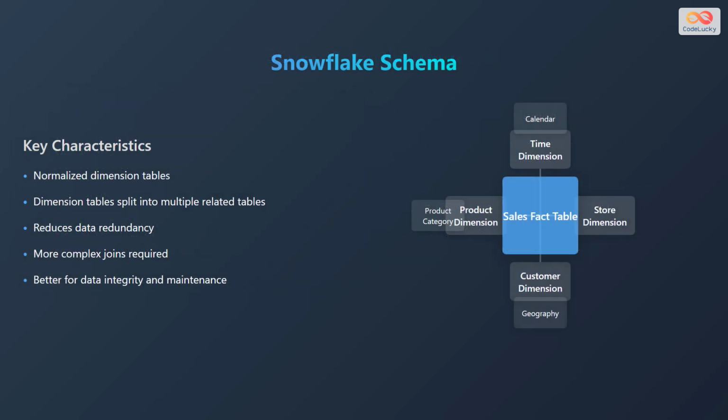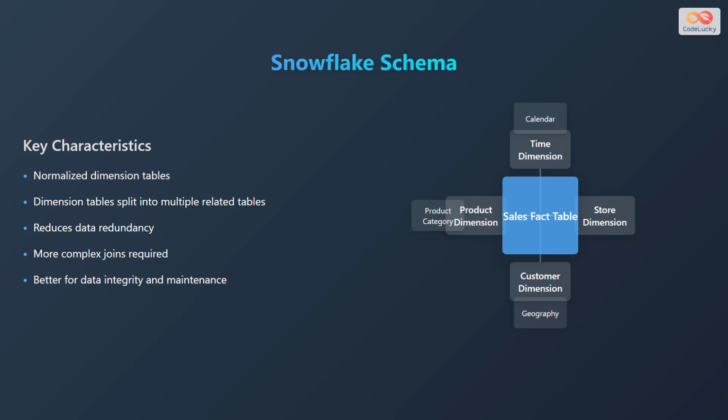Now let's discuss the Snowflake schema. Snowflake schemas feature normalized dimension tables. This means that dimension tables are split into multiple related tables to reduce data redundancy. While this approach saves storage space and improves data integrity, it requires more complex joins when querying the data.